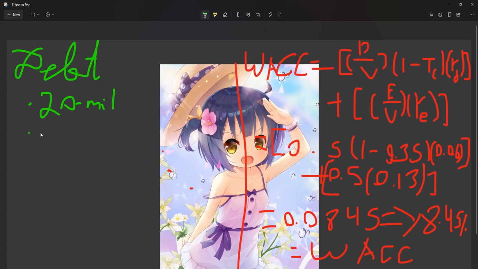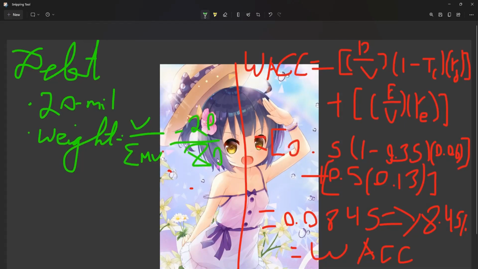Anyways, we know that the market value of debt is 20 million. And then the weight value is equal to the value divided by the sum of market value, which in turn is 20 divided by 80, because the sum of market value is 80. And these are all in millions, by the way. I'm just not putting the "mil" because that would take forever. This in turn gives you 0.25, which is 25%, and that is your weight.